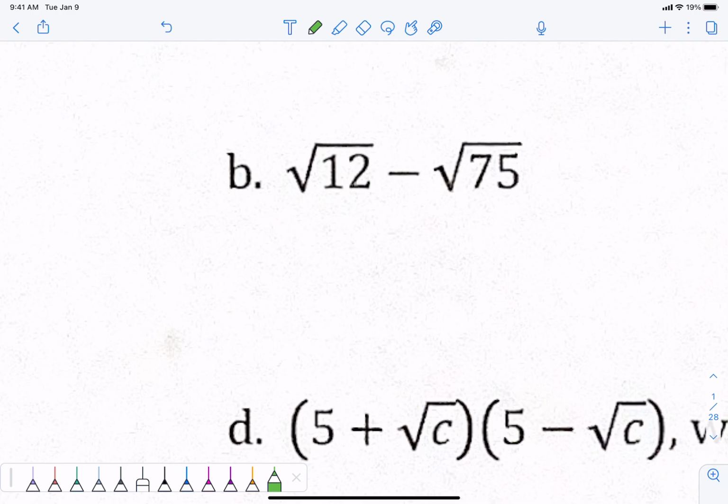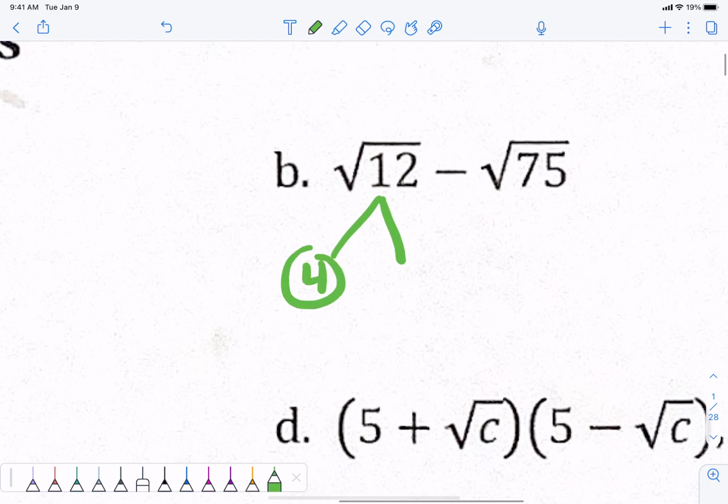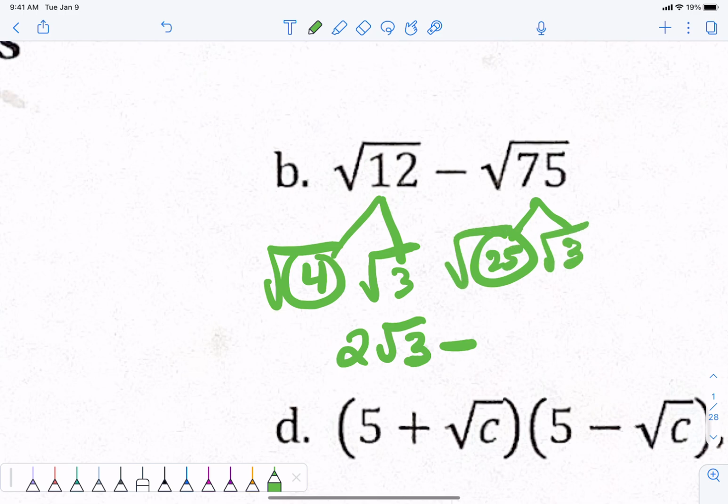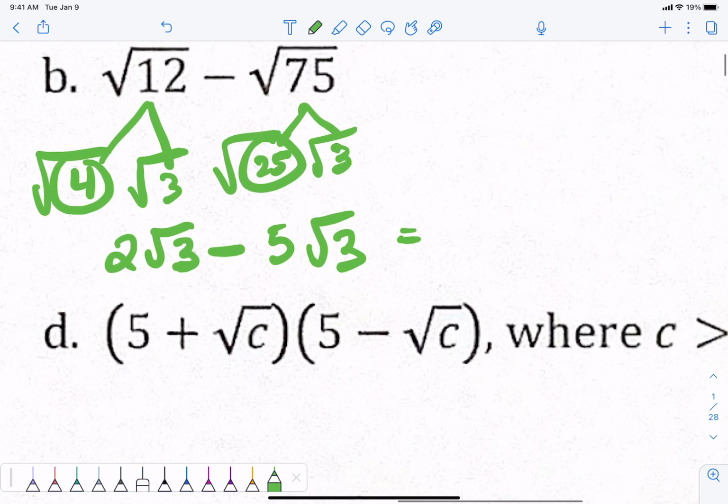Minus. We said we can't add and subtract, but can you make them broken down look nicer? Like the square root of 12, does it break down? 3 and 4, so 4 and 3. So 2 square roots of 3, minus 75 breaks down into 3 and 25. So this is the square root of 25 times the square root of 3, which is 5 square roots of 3. What is 2 square roots of 3 minus 5 square roots of 3? Negative 3 square roots of 3.